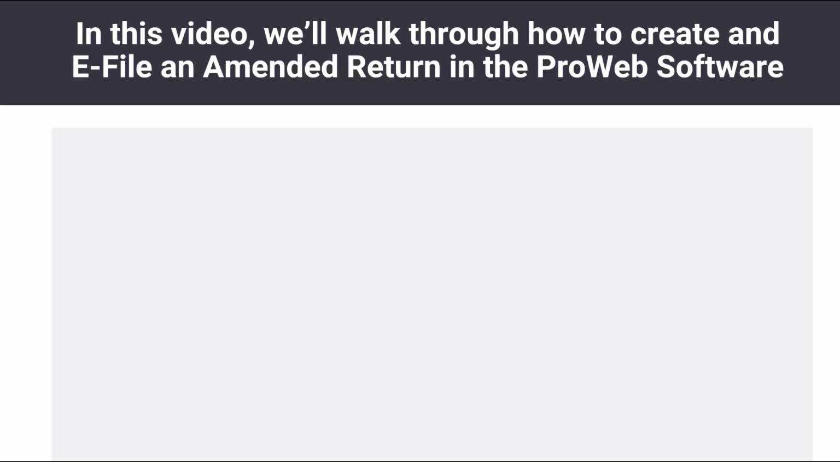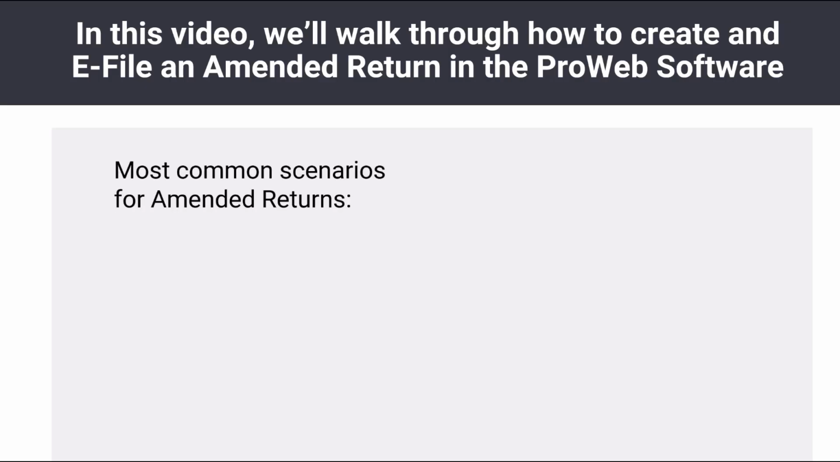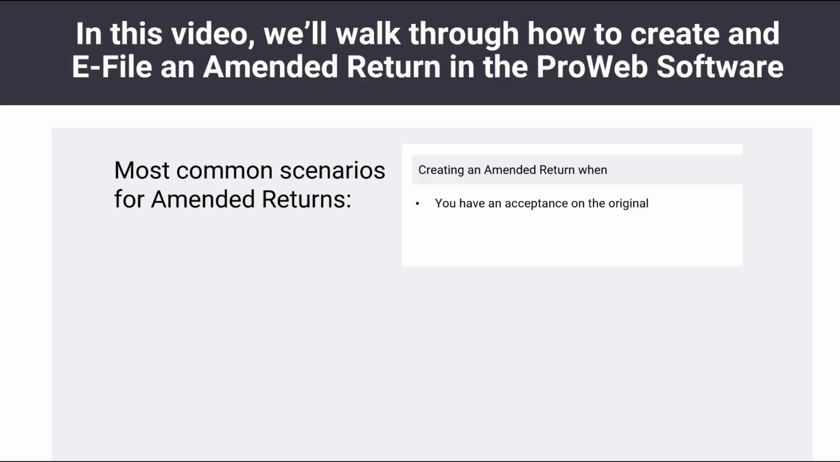In this video, we'll walk through how to create and e-file an amended return in the Pro Web software. We're going to look at 3 of the most common scenarios for amended returns. Creating an amended return when you have an acceptance on the original. Creating an amended return when you have a reject on the tax return. And creating an amended return when you have not filed the tax return.